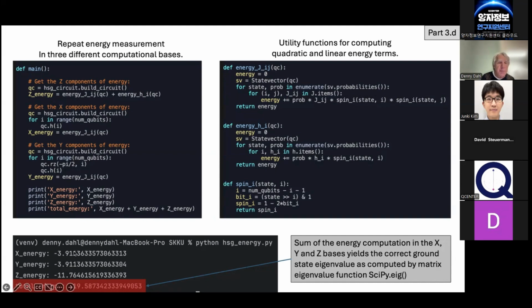And if you look at the printout from running the program, you see the X, the Y, the Z components. And if you add them up, you get this minus 19.58, which matches the exact diagonalization of the energy eigenstate.